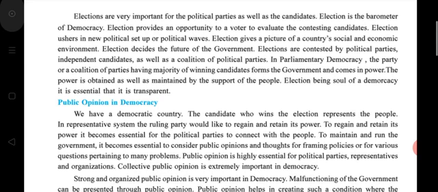Election being the soul of democracy, it is essential that it is transparent. Then public opinion in democracy.